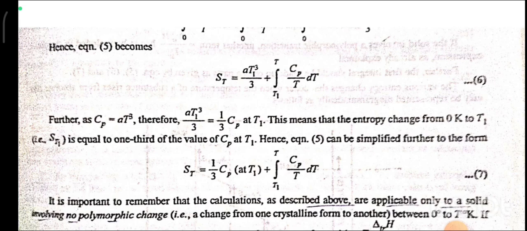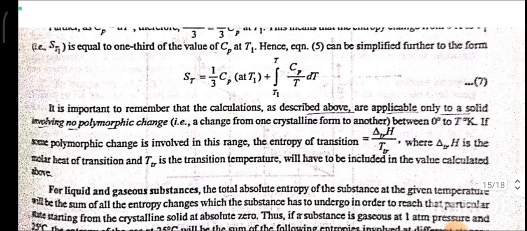Cp is equal to AT cube, therefore AT1 cube upon 3 is equal to 1 by 3 Cp at T1. This means that the entropy change from 0 Kelvin to T1 is equal to 1/3 of the value of Cp at T1 and can be simplified further to form St is equal to 1 upon 3 Cp at T1 plus integral from T1 to T Cp upon T dT.